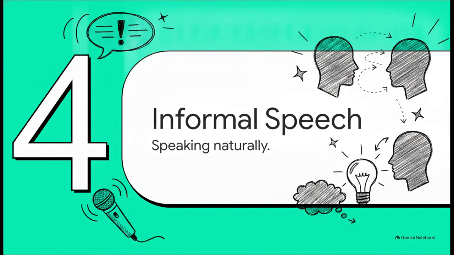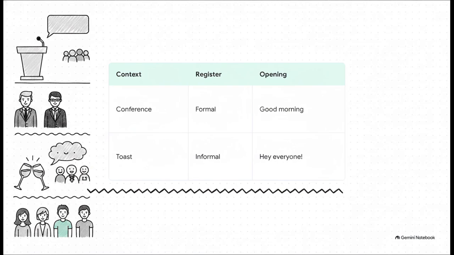Section 4. Giving an informal speech. Speaking naturally to your audience. Let's take these concepts of precision off the written page and into the real world. Before you even write the first sentence of a speech, you have to define the context. Are you at a highly formal conference? Well then, a formal register like, "Good morning, ladies and gentlemen," is completely appropriate. But an informal speech, like maybe a toast to friends or a quick presentation to your peers, demands a completely different, much more relaxed register.